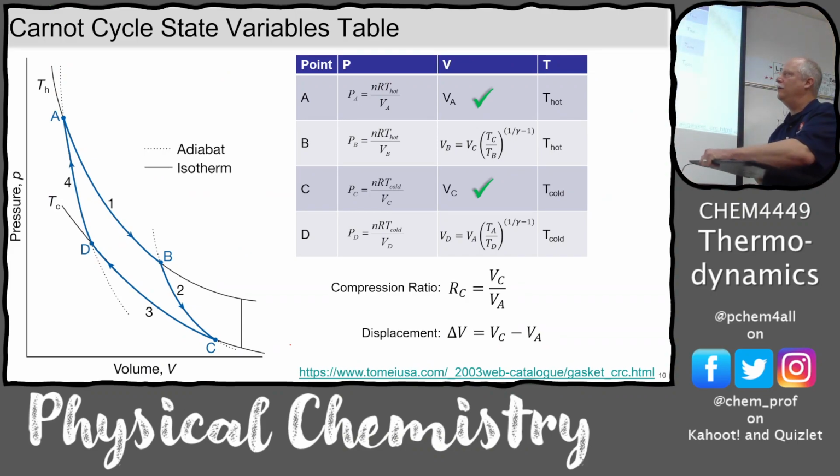So now if we have the compression ratio and displacement, we know these volumes here, so that's why they're checked off. We might have to make some assumptions in terms of cold and hot. You can look at your engine temperature and find that the cold temperature would be the radiator temperature. So like 210 Fahrenheit.